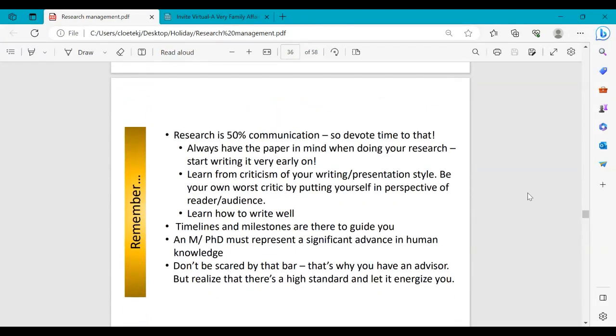Remember, communication is very important. You learn how to write well, to learn to attend conferences. Always have a paper in mind when doing your research. And then when you're already starting your research, when you're busy with the method, you can already write this up, because then you remember what you have done and you immediately write it up. This will also help you to reproduce your research.